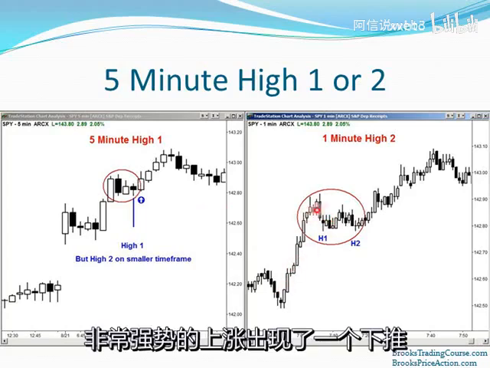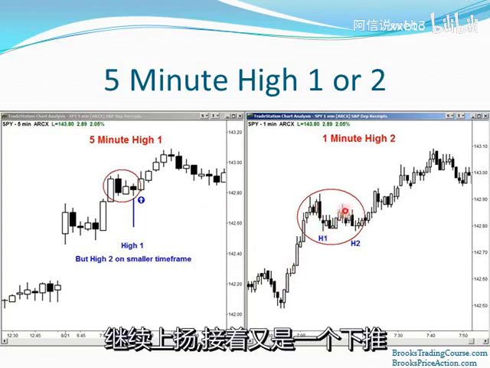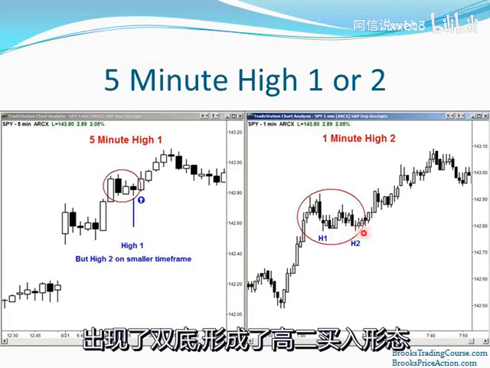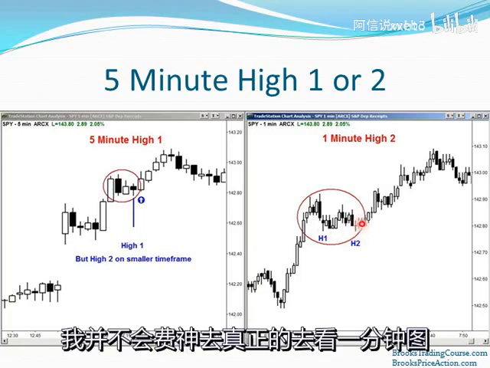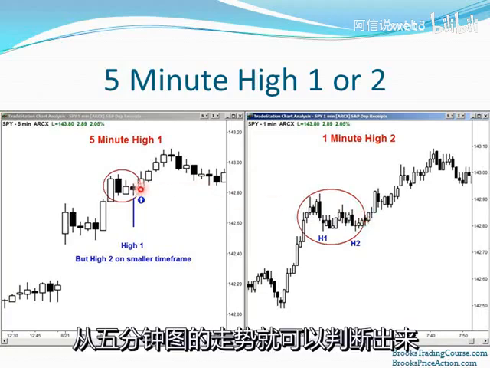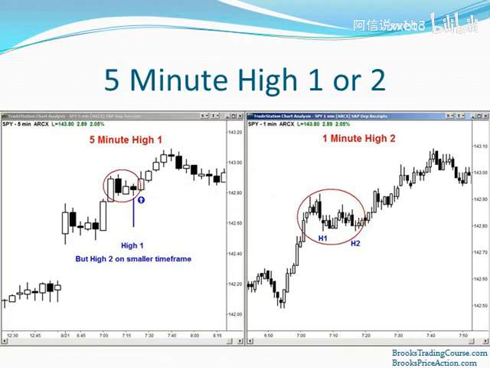It's a very strong bull spike. 1 push down, tried to resume, 2nd push down, double bottom, high 2 buy setup. I would not bother looking at the 1-minute chart. You can infer it based on the 5-minute chart.